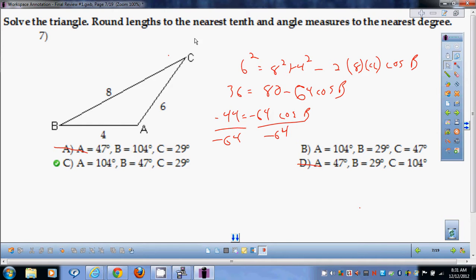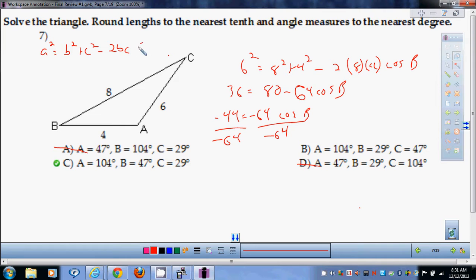Sure. In your book, there's 3 of them, but they're the same formula. It just takes into account which side you're looking for. But it's A squared equals B squared plus C squared minus 2BC cosine A.